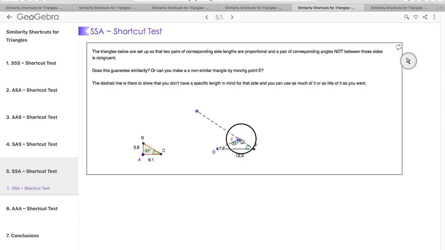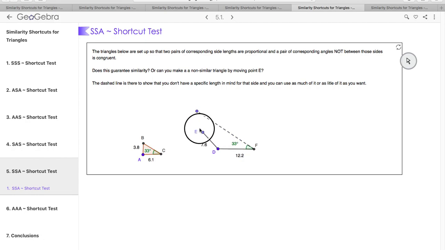And then these, you can tell just by looking, I know we didn't measure, but these two triangles are definitely not similar. So side-side-angle is the only one of these shortcuts that isn't going to work because you don't know which one of these two triangles you're going to get out of it.